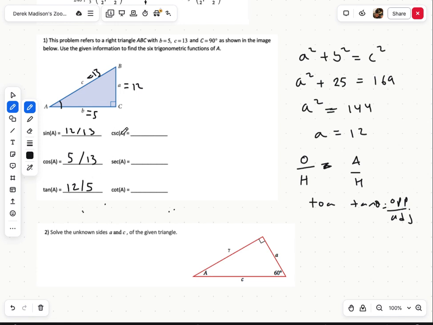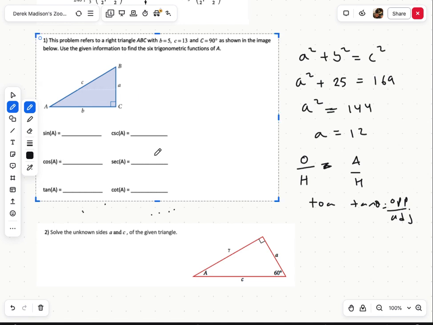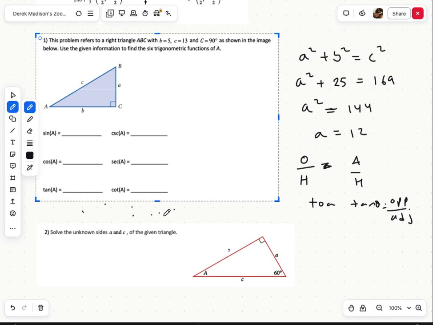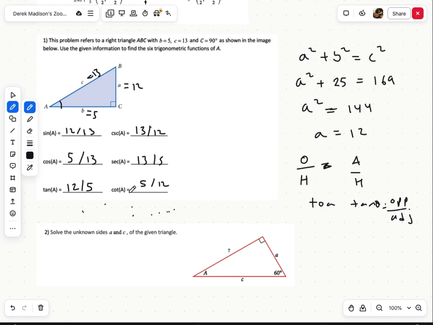And then to get our reciprocal trig functions, remember that cosecant is the reciprocal of sine, so that one's going to be 13 over 12. Secant is the reciprocal of cosine, so that's going to be 13 over 5. And cotangent is the reciprocal of tangent, so that's going to be 5/12. So pretty straightforward. Once we have 2 sides, we can solve for the third, and then use our ratios to get all 6 trig functions for some given angle.